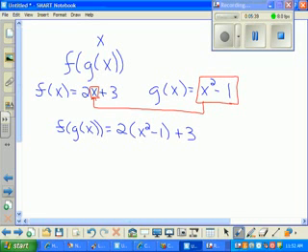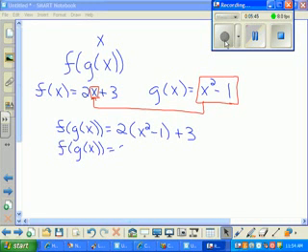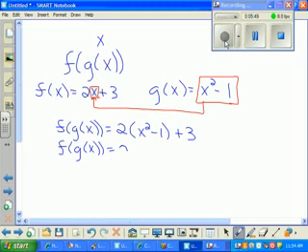So you should be doing this in your calculator. What am I going to do? Distribute. So f of g of x equals 2x squared minus 8 plus 3. Am I done? No. What do I need to do next?